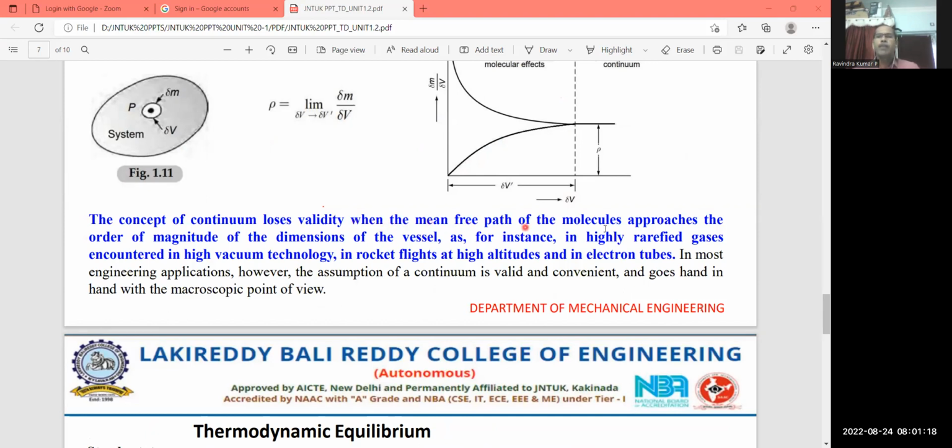That is when the mean free path of the molecule approaches the order of magnitude of the dimensions of the vessel, as for instance in highly rarefied gases encountered in high vacuum technology, or in rocket flights at high altitudes, and in electron tubes. In most engineering applications, however, the assumption of a continuum is valid and convenient and goes hand in hand with the macroscopic point of view.